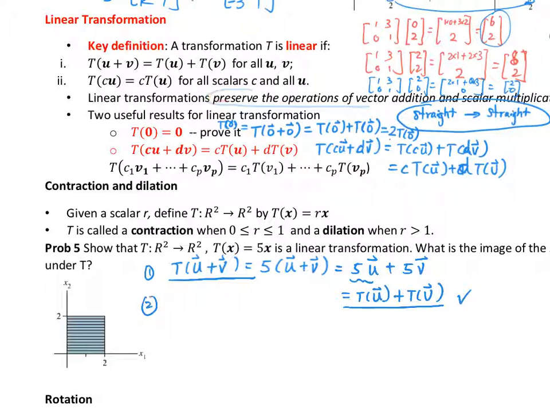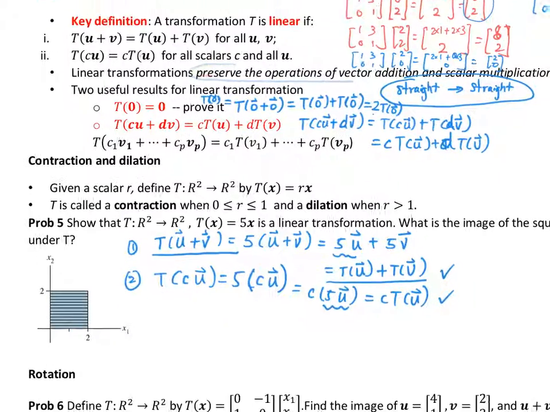The second property: T of c times u is equal to 5 times c times u, according to how this transformation is defined, which is 5c times u, which is c times 5u. We can swap these two constants. And what is this? Isn't that T of u? So we actually checked the second property.